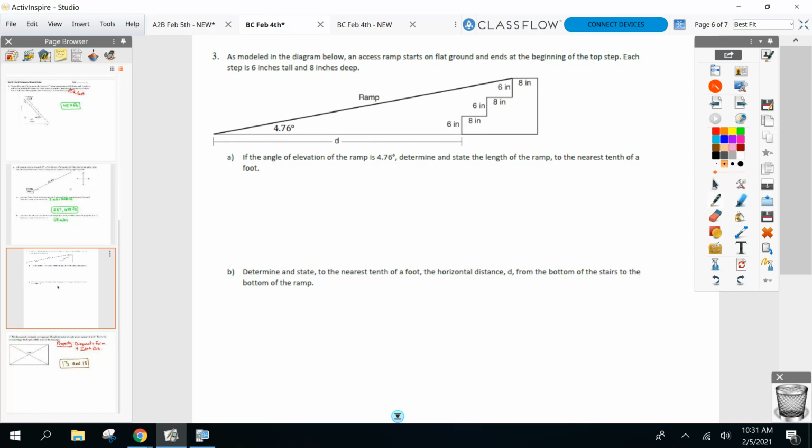Number 3, old Regents problem. A couple of years ago, they put this on the Regents. Mixed bag on the success level. So here we go. Everything's already labeled for you.